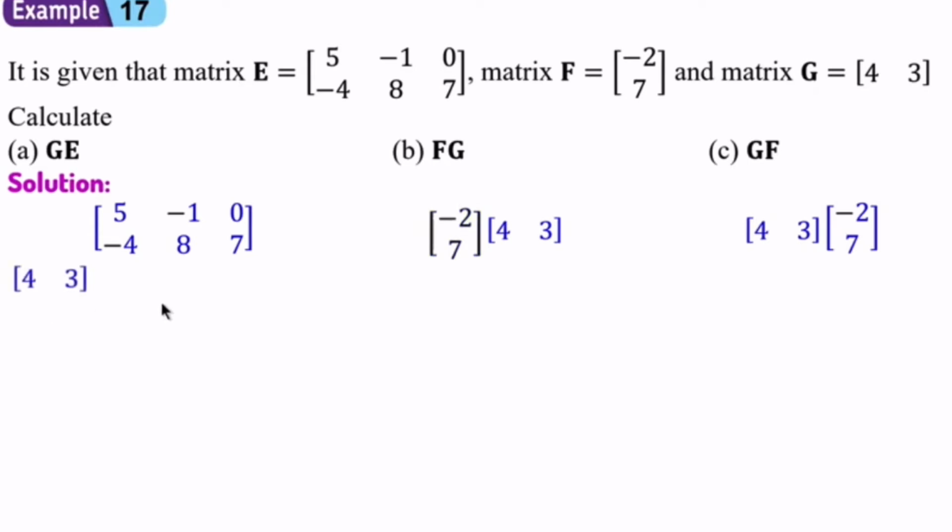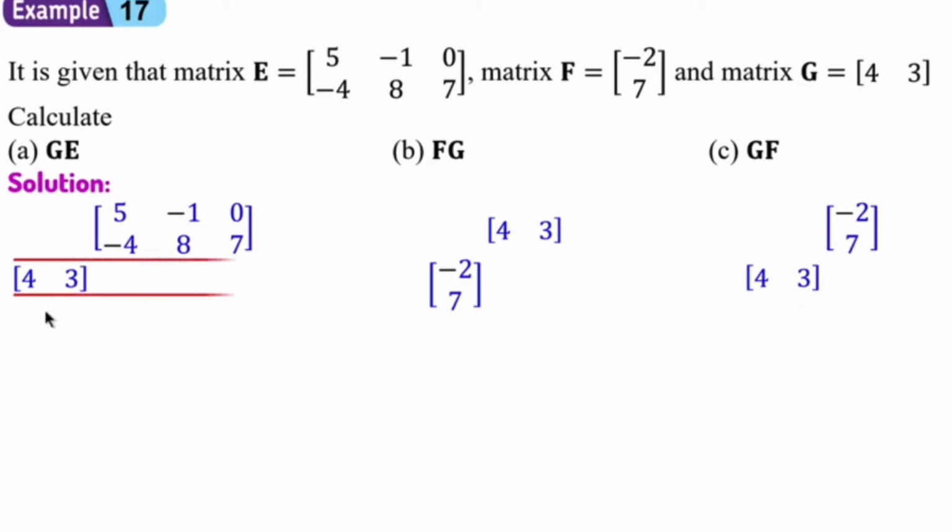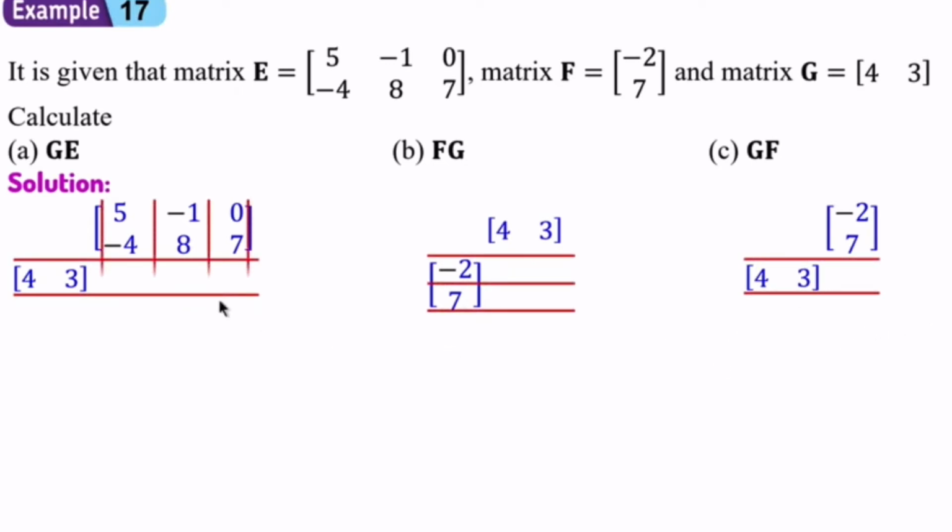Alright, so now let's have a look at how to solve. We can write the matrix like this: row 4, 3, and the column. We draw the row and the column for the matrix. Okay, like this. Now we are going to draw the columns. So we have 3 columns for matrix E, 2 columns for matrix G and 1 column for matrix F. So now we multiply carefully.